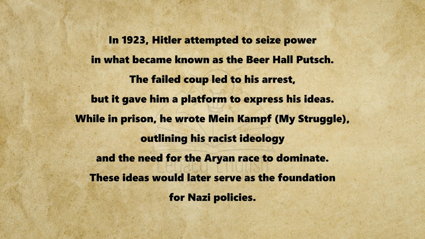In 1923, Hitler attempted to seize power in what became known as the Beer Hall Putsch. The failed coup led to his arrest, but it gave him a platform to express his ideas. While in prison, he wrote Mein Kampf, My Struggle, outlining his racist ideology and the need for the Aryan race to dominate. These ideas would later serve as the foundation for Nazi policies.